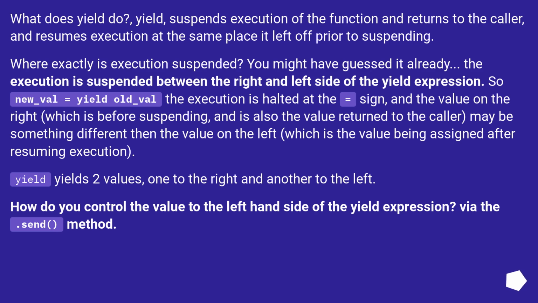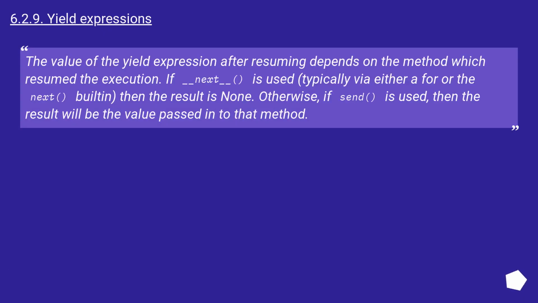Yield yields two values, one to the right and another to the left. How do you control the value to the left-hand side of the yield expression? Via the .send method. Section 6.2.9, Yield expressions. The value of the yield expression after resuming depends on the method which resumed the execution. If __next__ is used, typically via either a for loop or the next built-in, then the result is None. Otherwise, if send is used, then the result will be the value passed into that method.